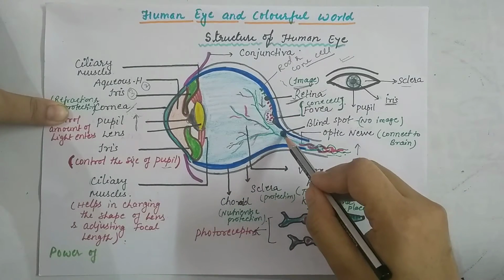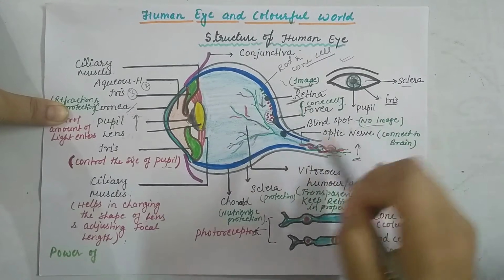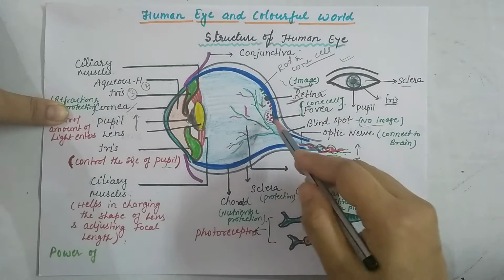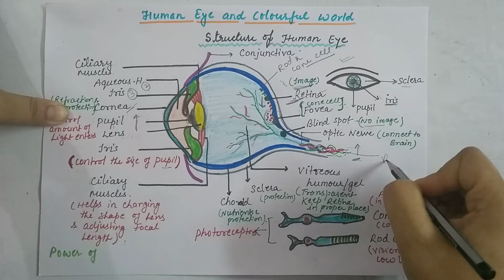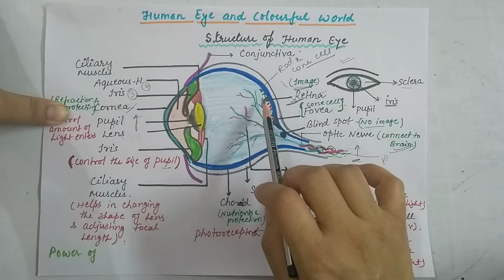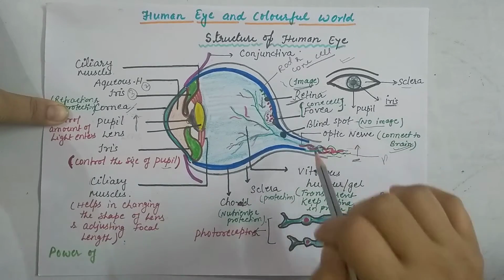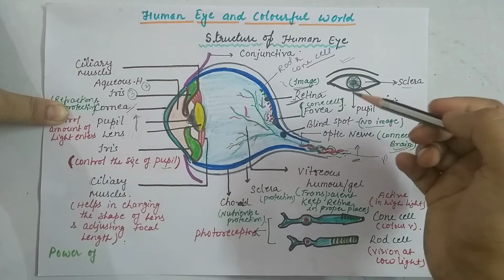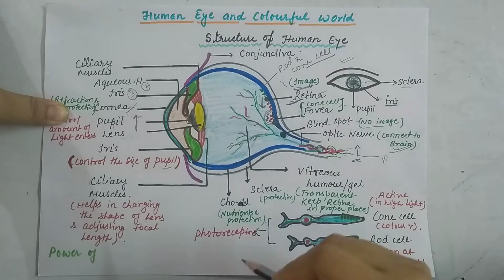Now next one is your blind spot. It is the place near the optic nerve where no image formation takes place. After that there is the optic nerve that connects to the brain. So whatever image is formed in the retina goes through the optic nerve to the brain, and the brain translates the image of the object into an erect one, and we are able to see the object.